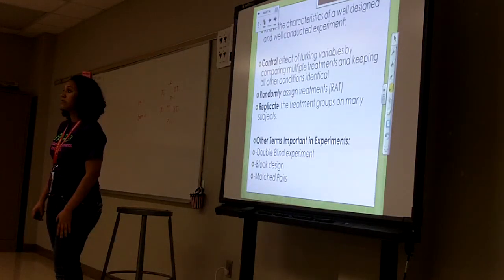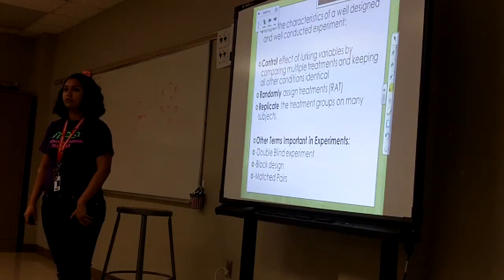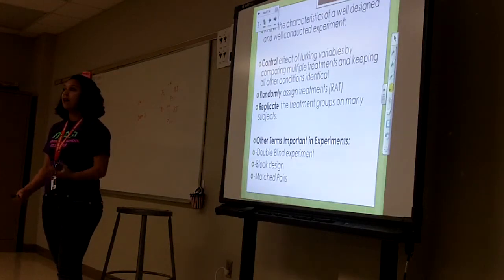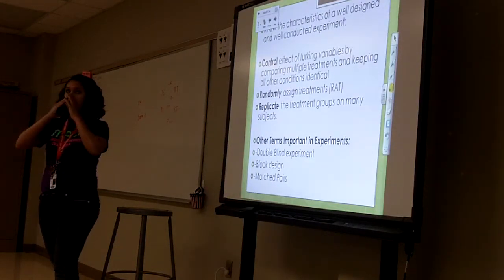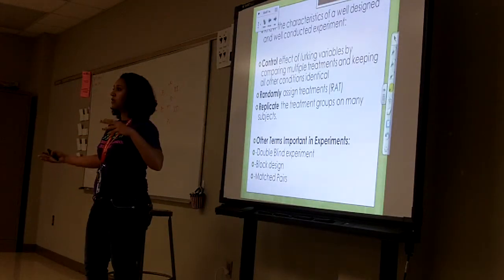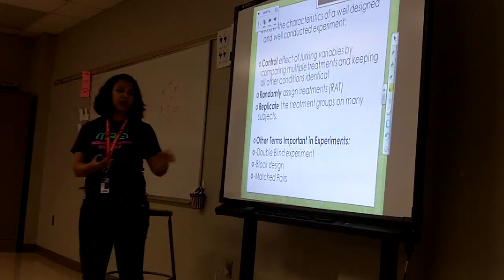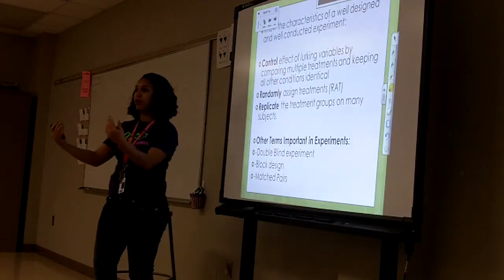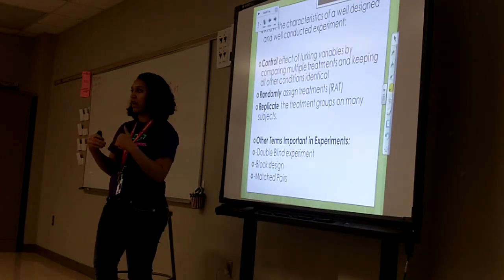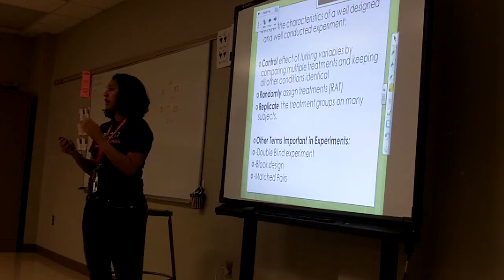Block design. That's like when you have a population and you separate it, right? You separate it after you have your sample. I used to get block design and stratified confused because it's pretty much the same thing. But stratified is how I picked my sample, and block design is how I separate within the group of sample I already have. So like males or females, or age groups.